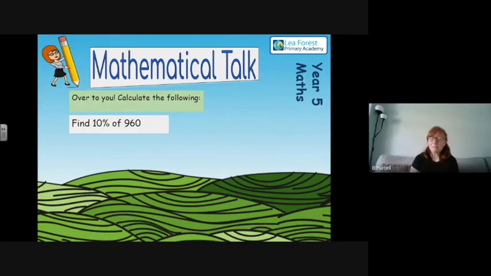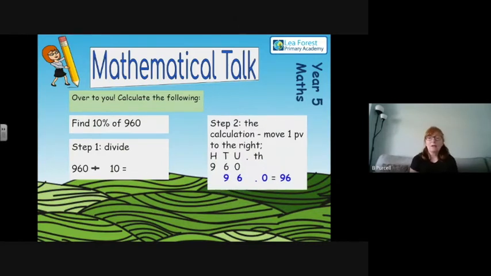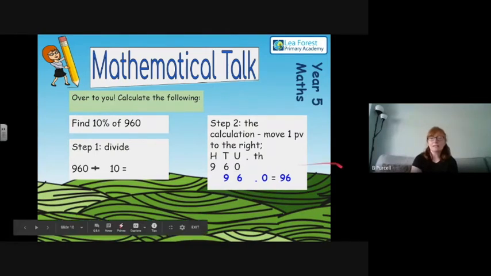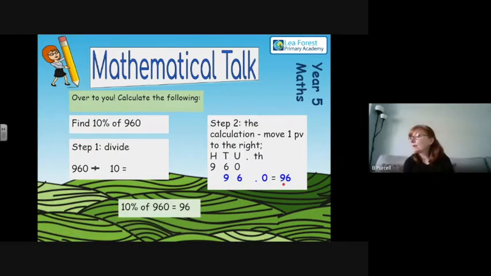See, finding 10% is really quite easy. So step one, you divide 960 by 10. Step two, the calculation, move one place value to the right. So 960, move one place value to the right, gives you 96. 10% of 960 is 96. Well done, Caris and Cole. So finding 10% is really, really easy.